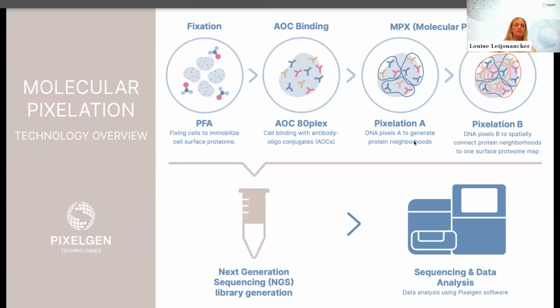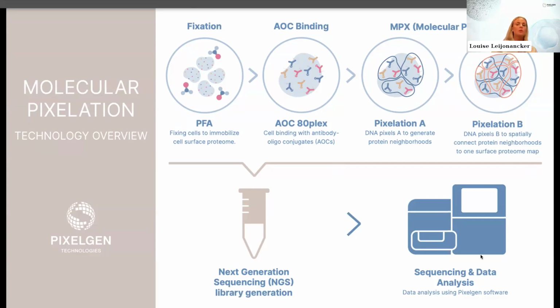Then there are two steps of pixelation, and this is where you add the spatial aspect. Pixelation A will create protein neighborhoods, and pixelation B connects these protein neighborhoods into one surface proteome map. And then there are a couple of steps of standard NGS library prep, like PCR and beads cleanup, before it's time for sequencing and later on data analysis.